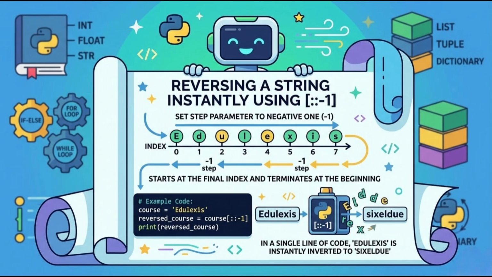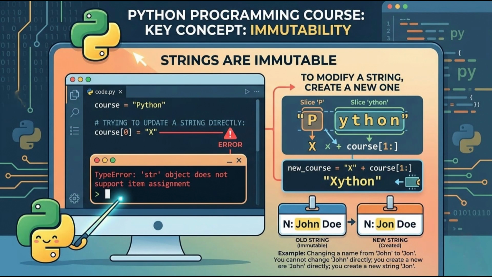It starts at the final index and terminates at the beginning. As you see on screen, Edulexis is instantly inverted to Sixelju in a single line of code. Let's address a foundational concept, immutability.